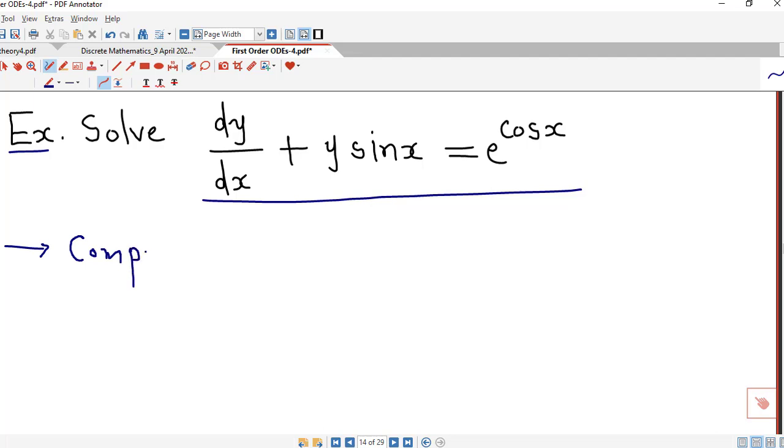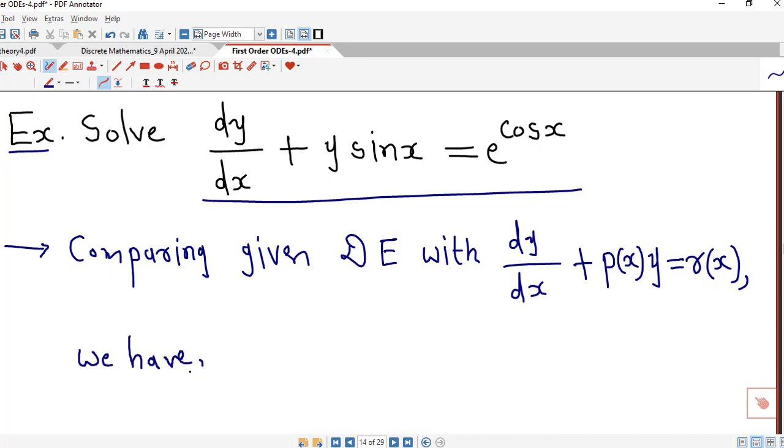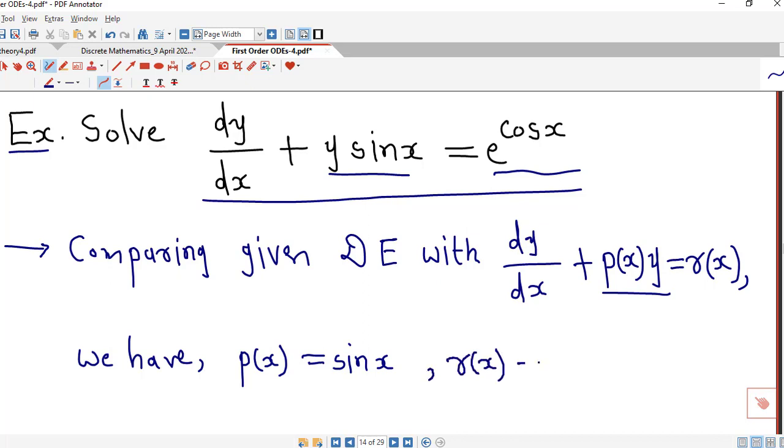So comparing the given differential equation with the standard form, which is dy by dx plus P(x), that is a function of x, into y equal to some other function of x, say R(x), we have: if we compare with P(x) into y, the coefficient of y is sin x, that is our P(x). And if we compare the right hand sides, then R(x) is e to the power cos x.